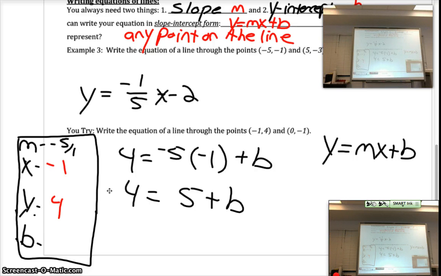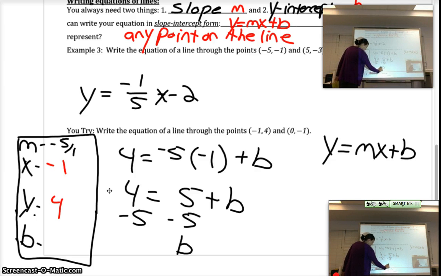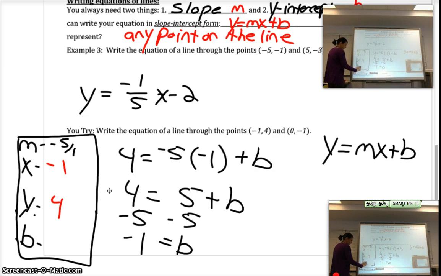This is on your paper. You can write this down as we go. So I'm going to subtract 5 on both sides. Good, B equals -1. Okay?